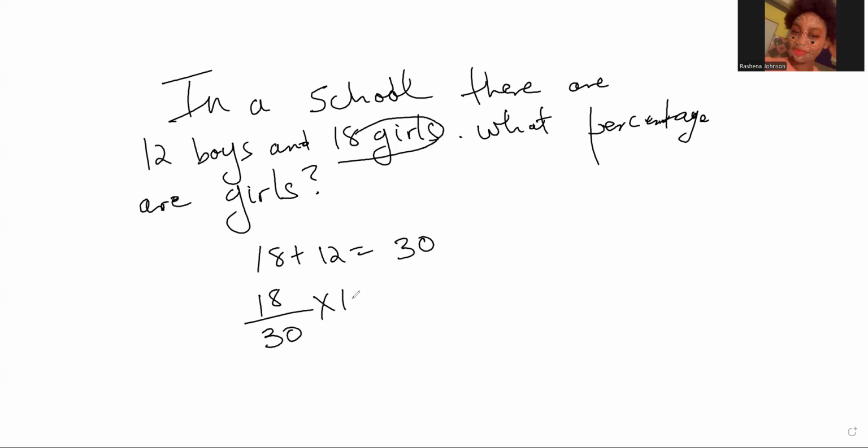100 over 1. And I did it the long way because I'm not so good with canceling and all of that. So I said 18 times 100 gave me 1,800 over 30 because 30 times 1 is 30. And when I divided, I got 60, which gave me 60%.